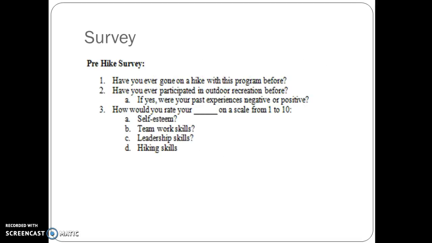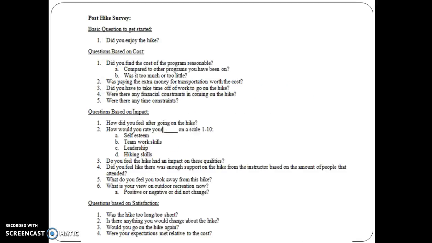So this is an example of the pre-hike survey. There are just a couple different questions, but the most important one will be: how would you rate your self-esteem, teamwork skills, leadership skills, and hiking skills on a scale of 1 to 10? And then this will be asked again in the post-hike survey, to give an idea of the impact that it had on the participants.